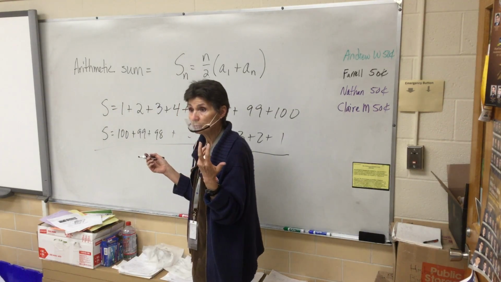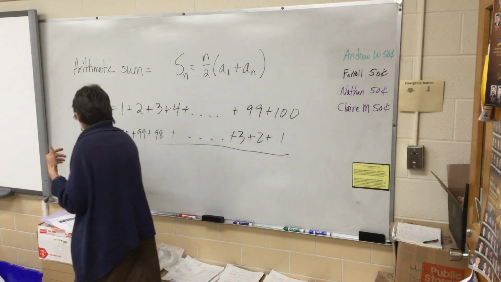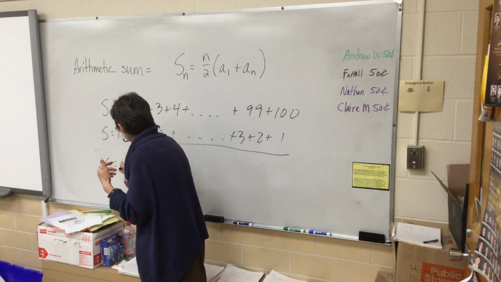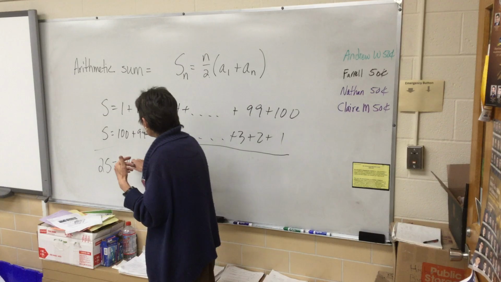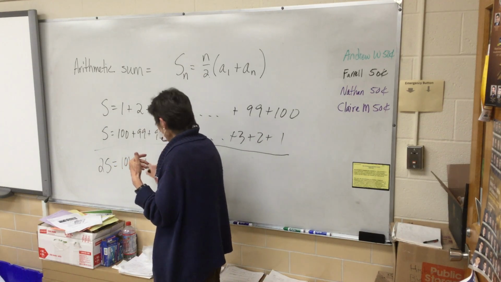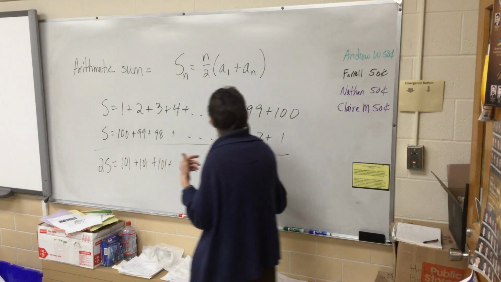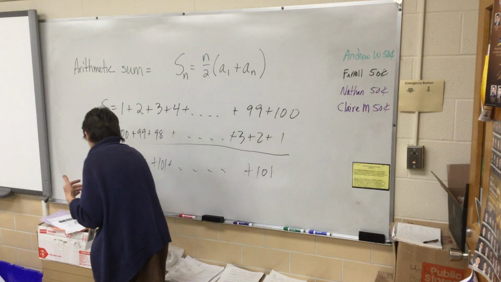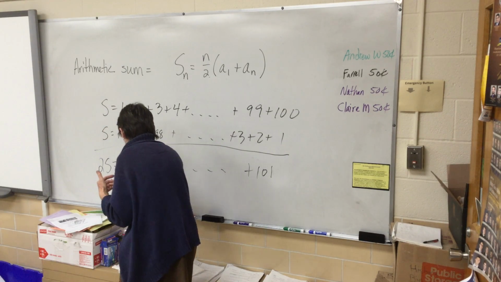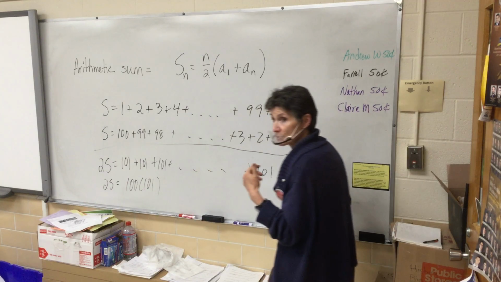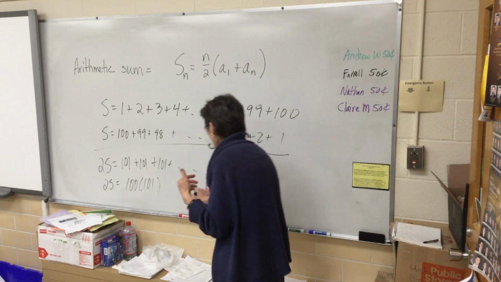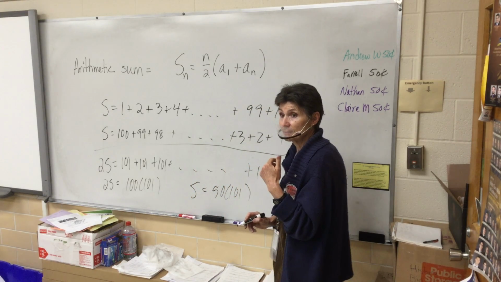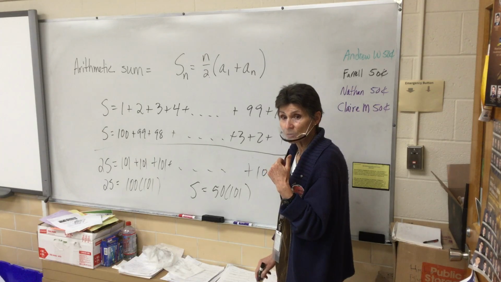Right? That's true. If I add these two together, 2s, look at all these, that would be 101. What's this going to be? 101. All the way down the line is going to be 101s. So 2 sums is 100 101s, because there's 100 of those numbers written across there. So 1 sum would be 50 101s. And that's the answer to the question.